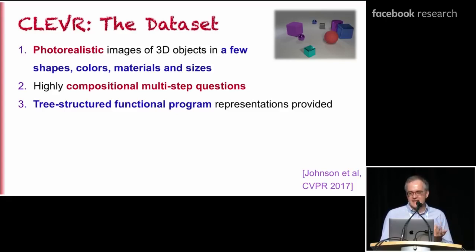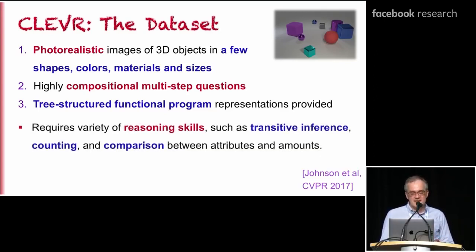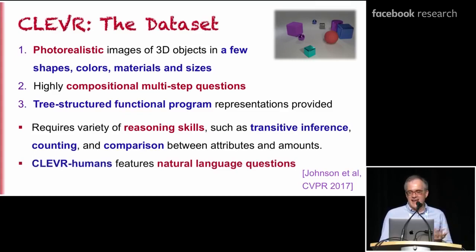So it's actually the case that the language of the questions also isn't really natural language. The language of the questions is generated from these functional program representations by rule. So in the basic version of CLEVR, we don't actually have a natural language understanding task. We have an artificial controlled language understanding task. Nevertheless, it requires a variety of reasoning skills such as transitive inference, counting, and comparison between attributes and amounts. And, to make my natural language processing self a bit happier, alongside the CLEVR dataset, there is then the CLEVR-Humans dataset, which does have genuine human-asked questions collected from Mechanical Turkers.